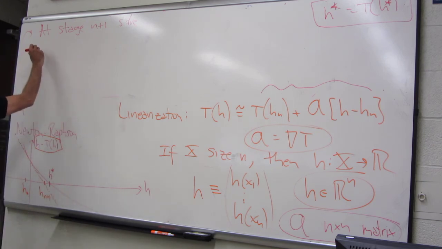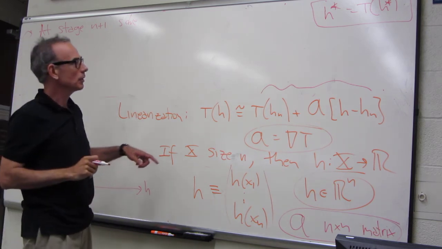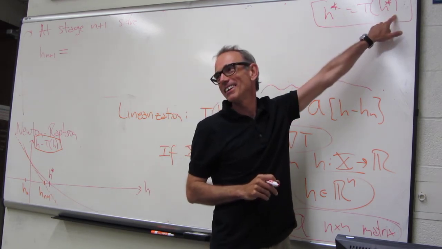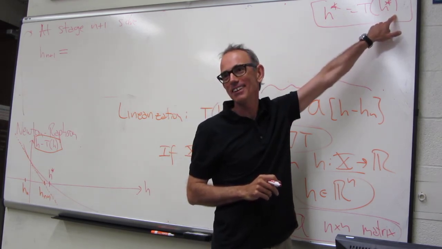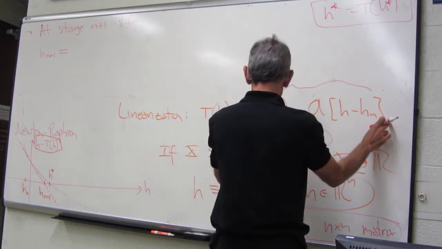So what would it be? I would love to solve h_{n+1} = T(h_{n+1}). That would be a really great algorithm. I could implement it, but I can't because T is so complex, so I replace it by linearization.